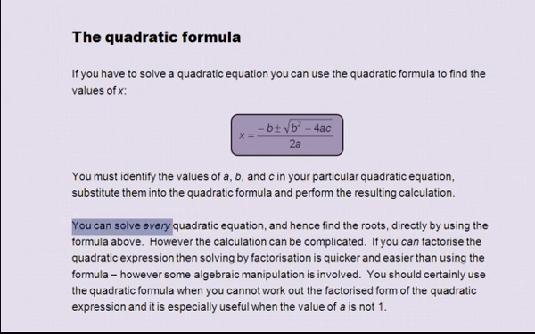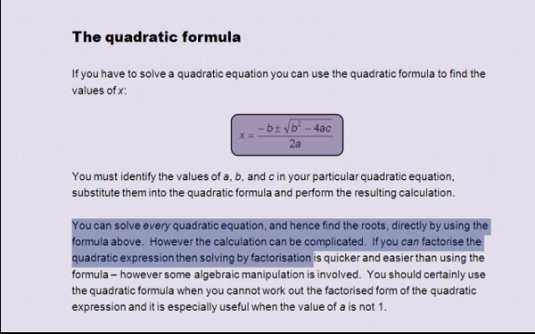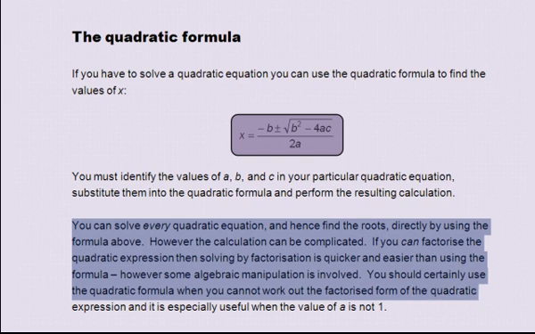You can solve every quadratic equation and hence find the roots directly by using the formula above. However, the calculation can be complicated. If you can factorise the quadratic expression, then solving by factorisation is quicker and easier than using the formula. However, some algebraic manipulation is involved. You should certainly use the quadratic formula when you cannot work out the factorised form of the quadratic expression, and it is especially useful when the value of a is not 1.